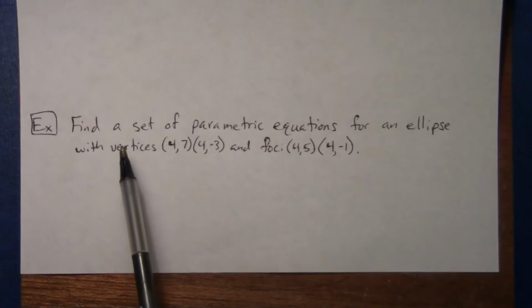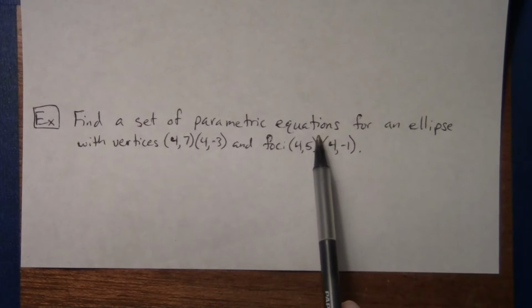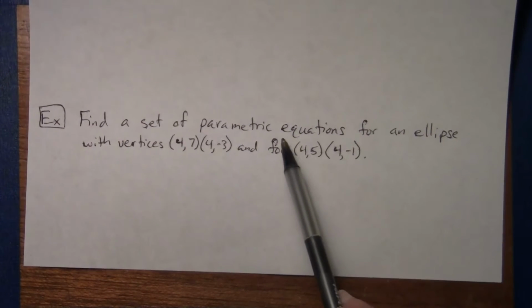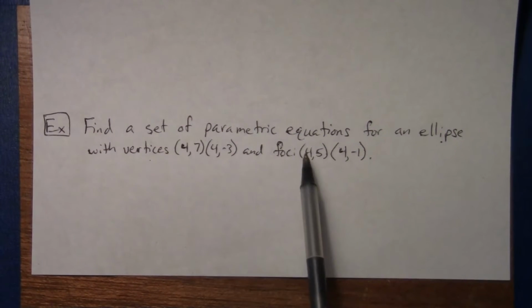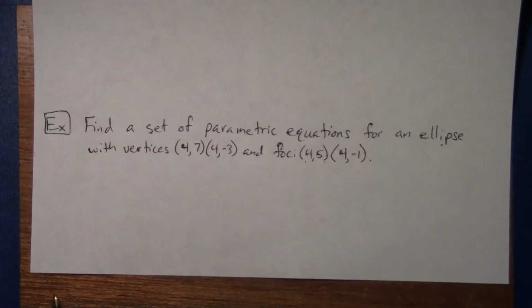Third question we'll take a look at is they're going to ask you to write a set of parametric equations for an ellipse that has the vertices and foci of those 2 sets of points.